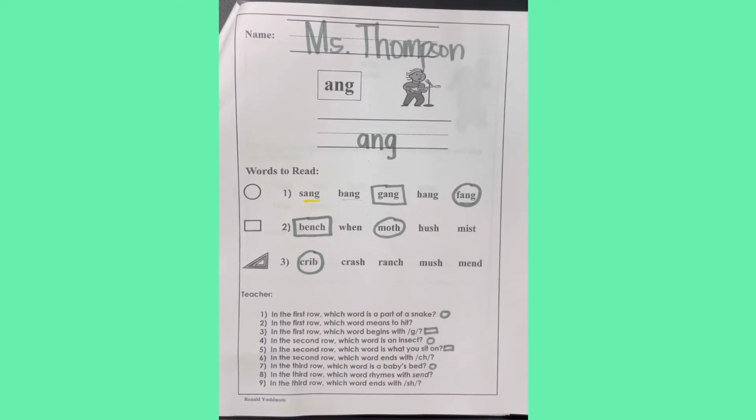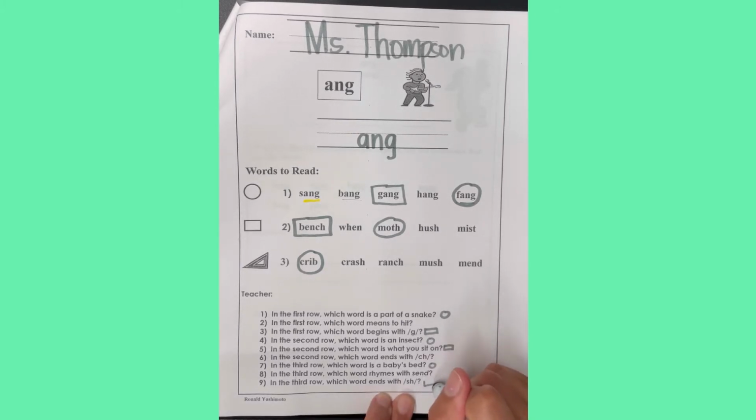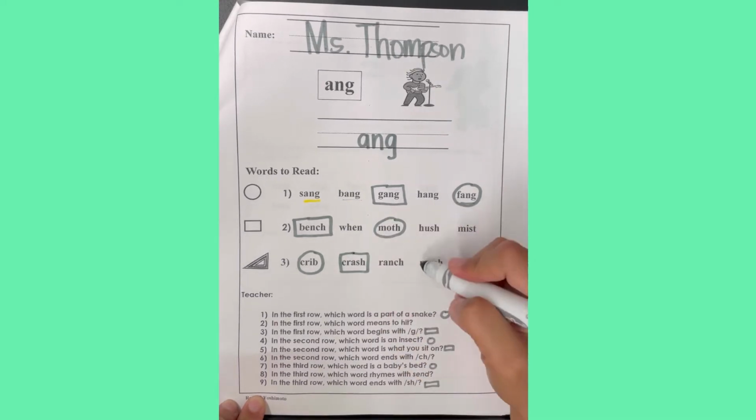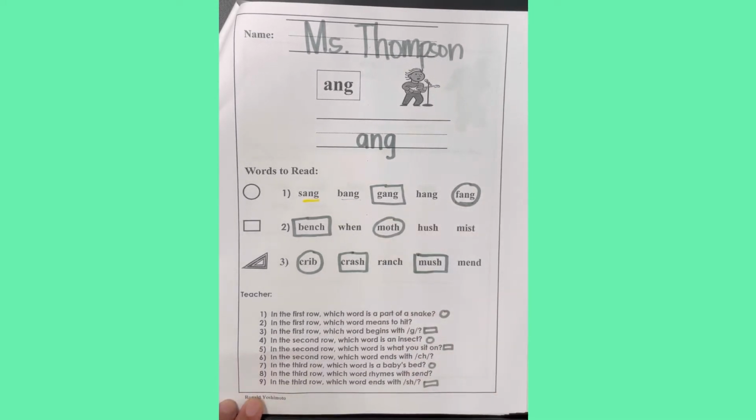Okay? Last question. In the third row, which word ends with sh? Put a rectangle around it. Which word ends with sh? If you put a rectangle around crash and mush, you are correct. Good job. All right, now let's go ahead and write these words, okay?